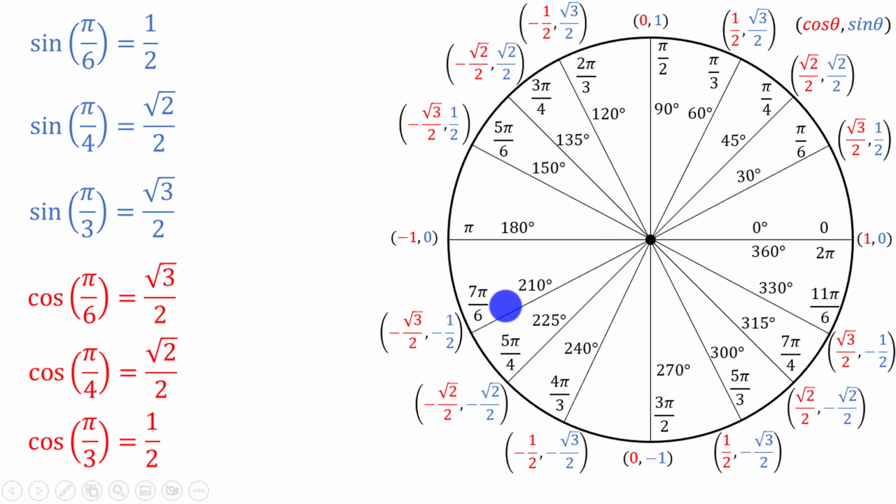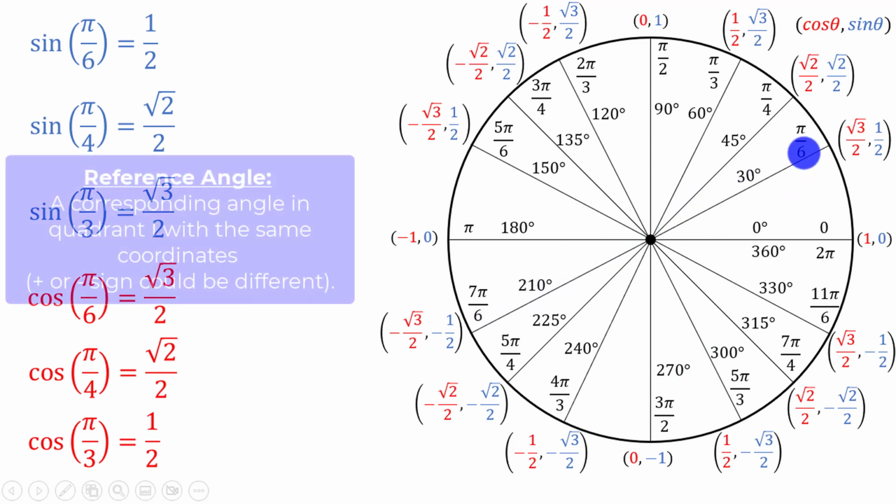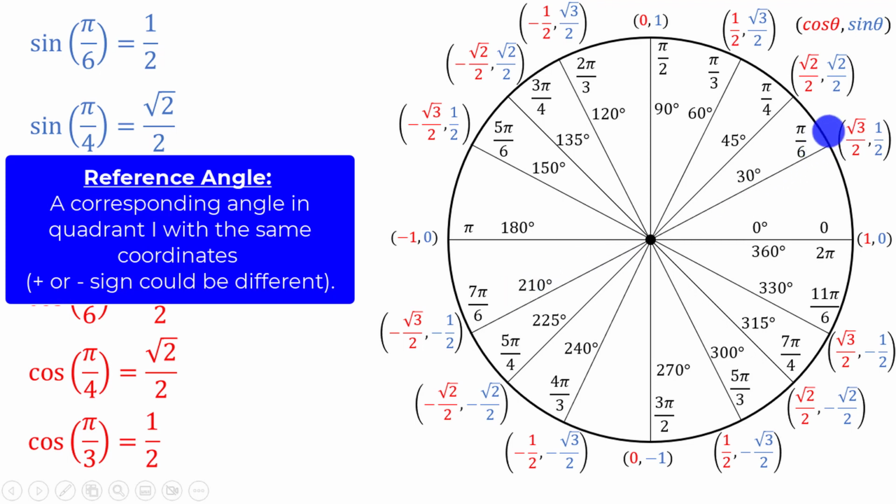Okay, so for example, 210 degrees corresponds to 30 degrees. Really, the term for that is a reference angle. The reference angle is the angle in the first quadrant that kind of corresponds to that value. In other words, we're going to have the same xy coordinates on the unit circle, except the signs might be changed a little bit. And that's exactly what we have here, right?